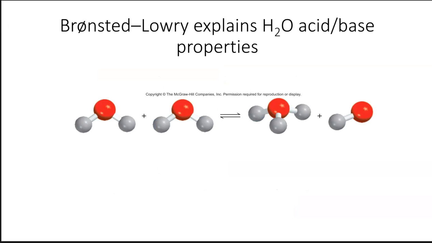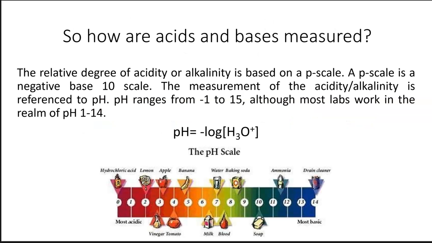So Bronsted-Lowry explains acid-base properties. Acid strength is measured using what's known as a p-scale. So we talk about the acidity level or the concentration of H plus in terms of pH. pH is simply the negative log of the hydronium molarity, or H3O plus molarity. The pH scale typically seen goes from 0 to 14, but in reality goes from -1 to 15. And anything from -1 to 1 is considered incredibly acidic in terms of concentration. Doesn't necessarily mean it's a strong acid, but it means it's highly concentrated.